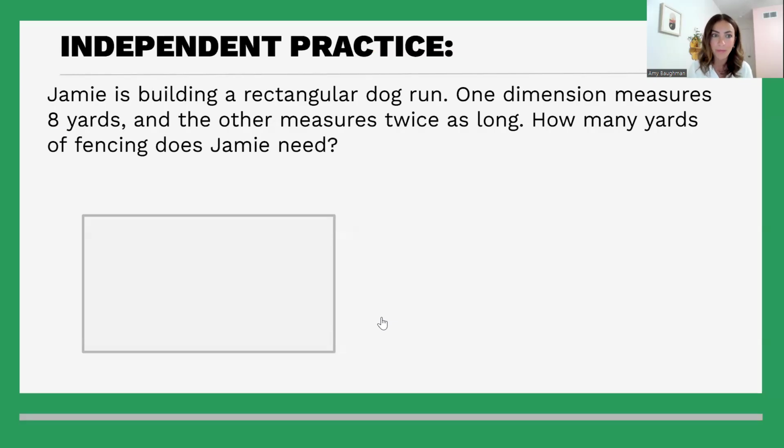I will still read the problem. It says, Jamie is building a rectangular dog run. One dimension measures 8 yards, and the other measures twice as long. How many yards of fencing does Jamie need? Go ahead and take a few minutes and work out this problem.